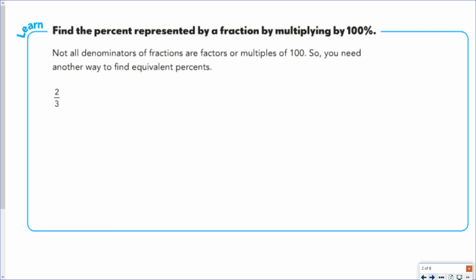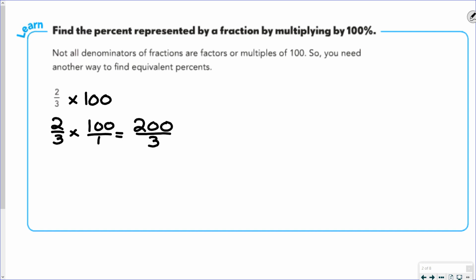So in our previous lesson, we were able to convert fractions into percents by getting that denominator to be 100. But unfortunately, not all fractions have a denominator that's a factor or multiple of 100. So we will need to take an alternative route to get that percentage. Since percents are out of 100, we take our fraction and we multiply it by 100. So that would give us 2/3 times 100 over 1, which is 200 over 3. 200 thirds is, of course, an improper fraction, so we need to convert our improper fraction to a mixed number.